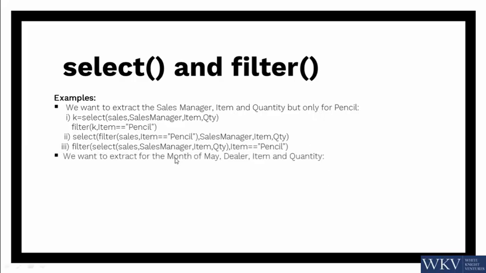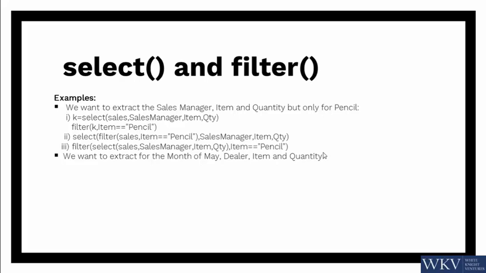We want to extract, for the month of May, dealer, item and quantity. So the columns or the variables are dealer, item and quantity. However, the filter is on the basis of month being May. So the final output will have only 3 columns, dealer, item and quantity. It will not have the variable month, remember. However, the dealer, item and quantity that I have extracted in my final data set all pertain to only one month, which is May. So in this case, we need to filter the data first.